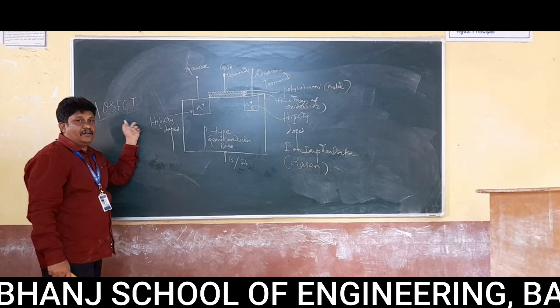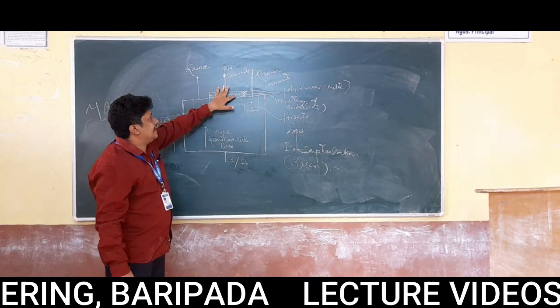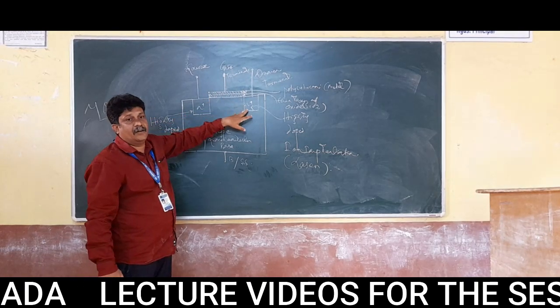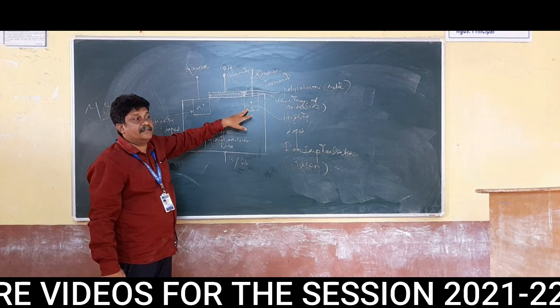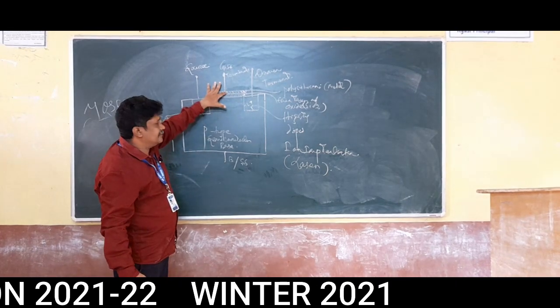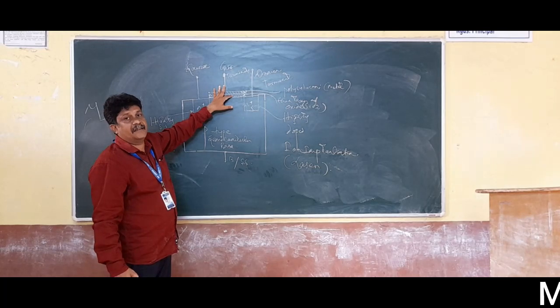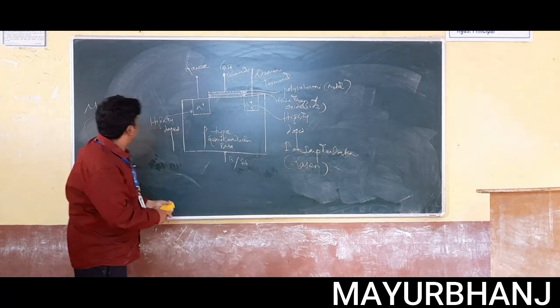Second word is oxide. So where is the oxide layer? If you see, this is the thin oxide layer, or this is your silicon dioxide layer. Yes or no? Yes. So here is the presence of metal. Here is the presence of oxide. Clear? Yes. What is the third part?